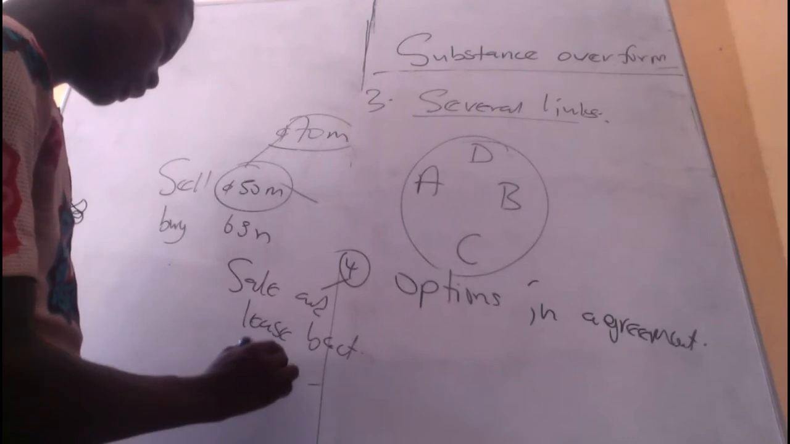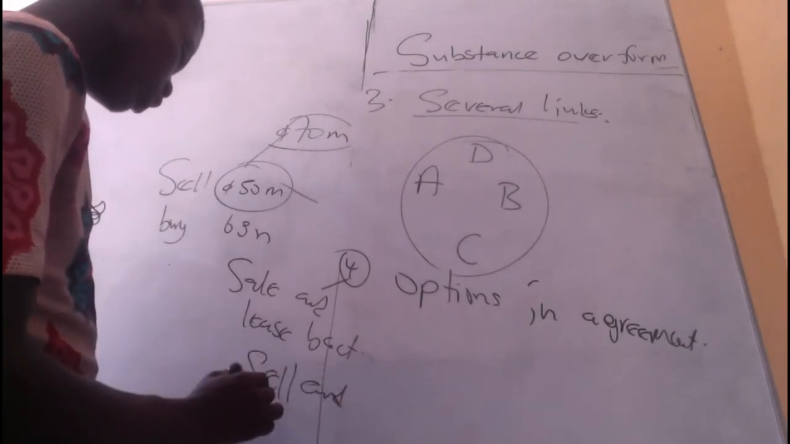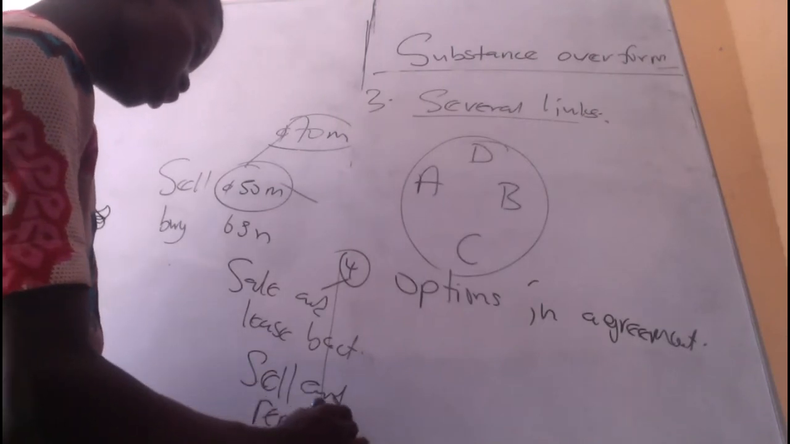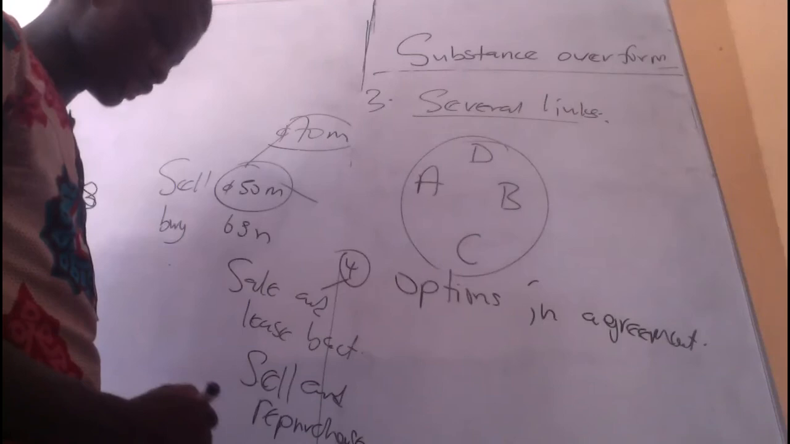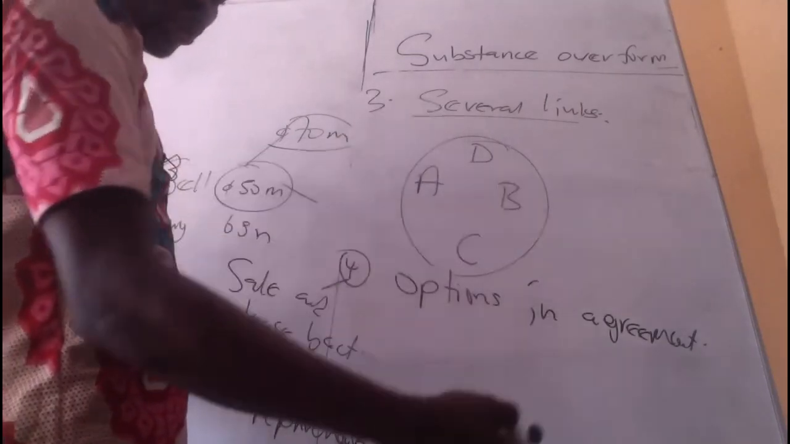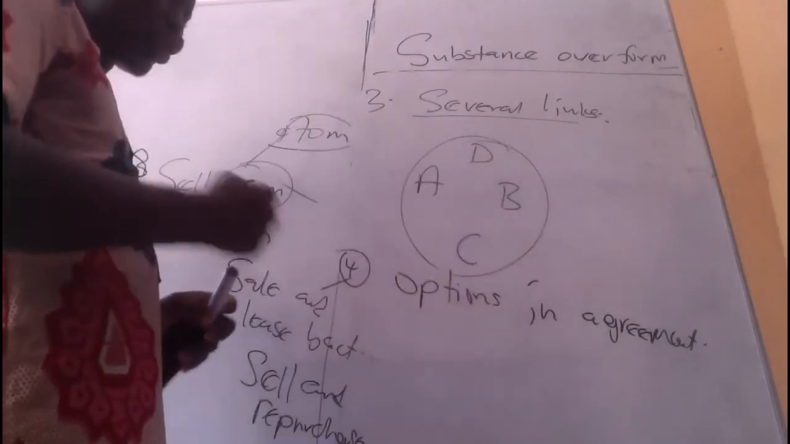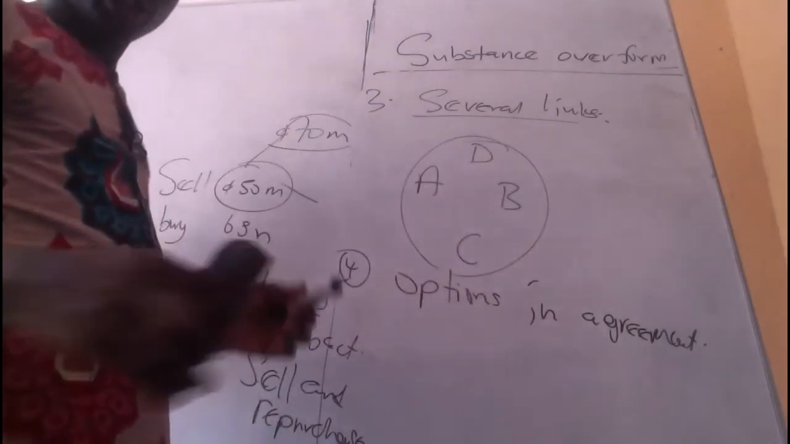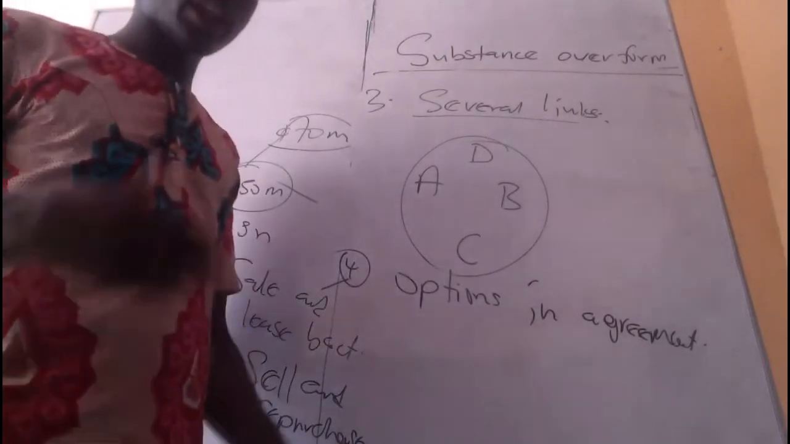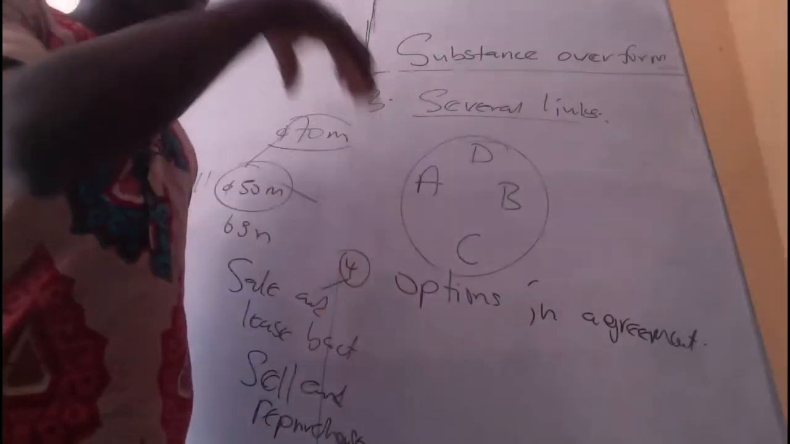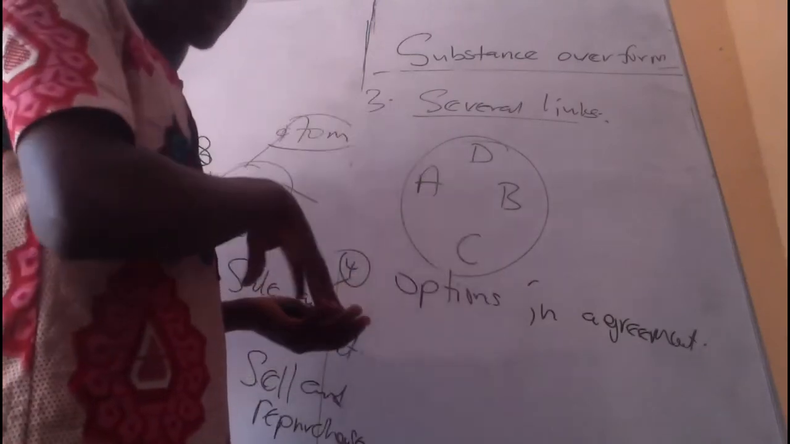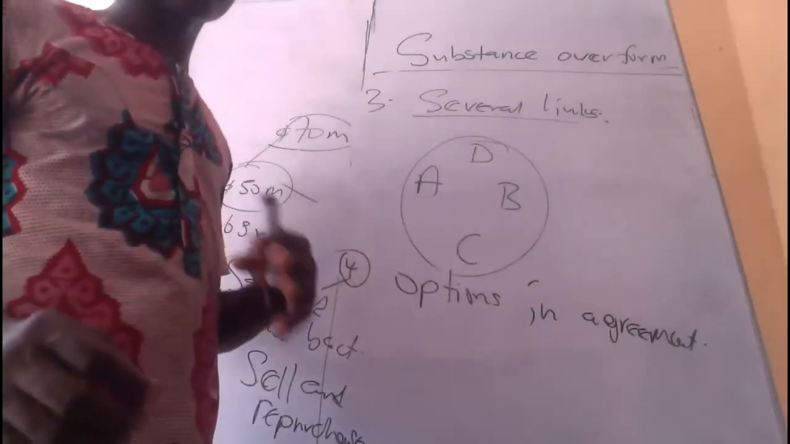Let's make it sell and repurchase agreement. Okay, so sell and repurchase agreement. This one too, there's an option. I will sell the goods to you, and then I have an option to purchase the goods back. So where there are several options or alternatives, it may indicate that there is substance over form, or an indication that the substance of that transaction is materially different from the legal form.